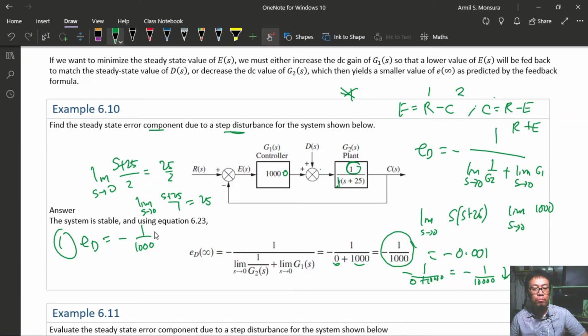Now, if we actually assume na yung R of S nyo is also step signal, take note na itong system niyo is a type 1 system. Kung wala kasing D of S, we can reduce this forward transfer function as 1,000 over S times S plus 25. So, this is a type 1 system. And if this is a type 1 system, it would mean na 0 ang error nito sa step signal o step input o step R of S.